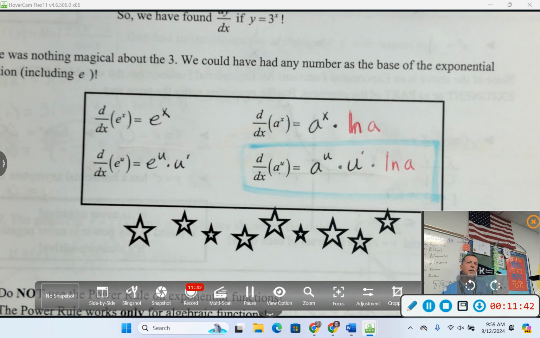But log, the derivative of a log, puts something in the bottom, so you go ahead and put the natural log in the bottom as well. That's the way to remember it.